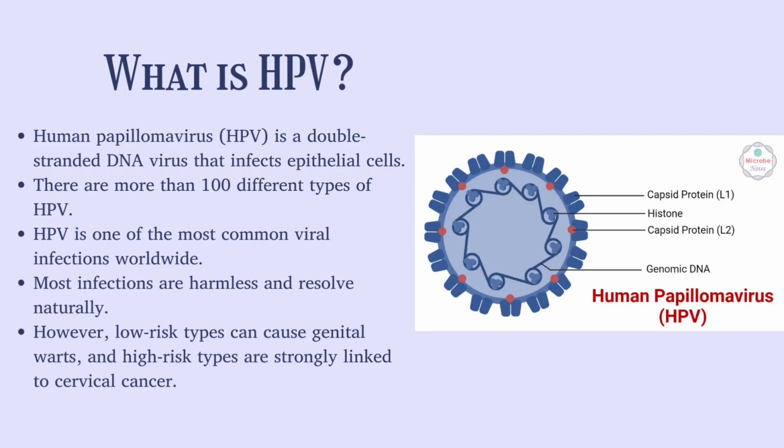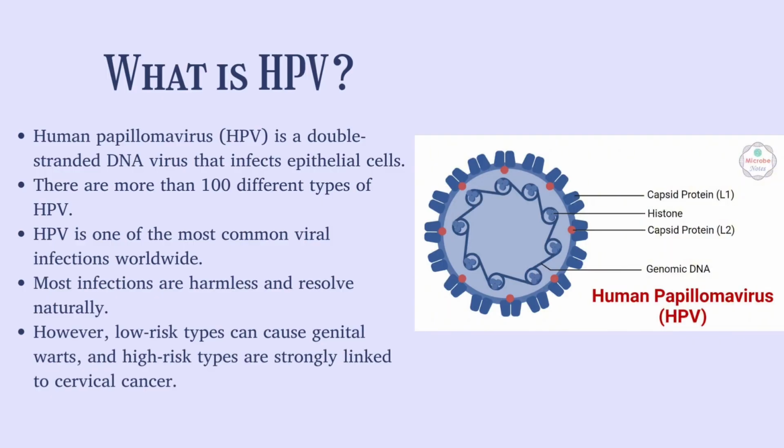HPV is one of the most common viral infections worldwide, and most infections are harmless and resolve naturally because the immune system clears the virus. However, not all types behave the same way. Low-risk types such as HPV 6 and 11 can cause genital warts. These are uncomfortable but not life-threatening. High-risk types, especially HPV 16 and 18, are strongly associated with cervical cancer. Persistent infection with these high-risk types can lead to abnormal cell growth and eventually cancer.